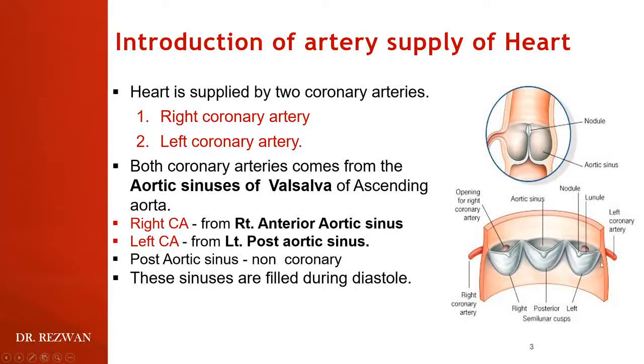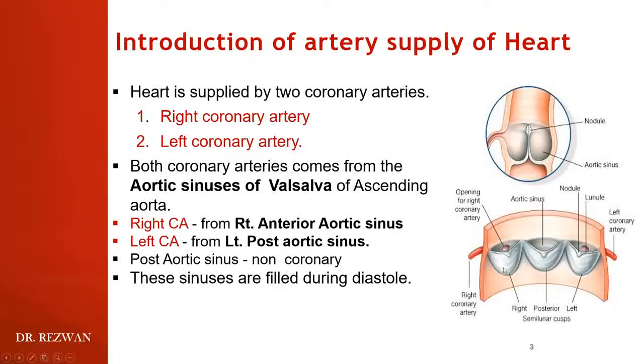In the wall of the ascending aorta, there are some packet-like or pocket-like structures. They are called the aortic sinuses. There are 3 aortic sinuses: one is right, one left, and the posterior.